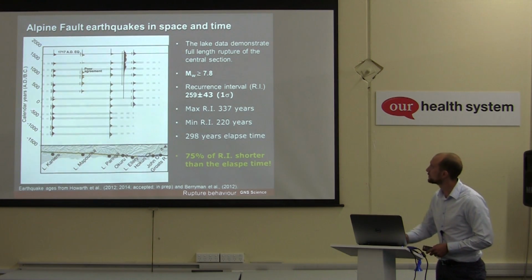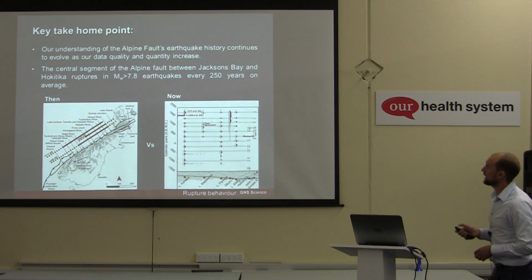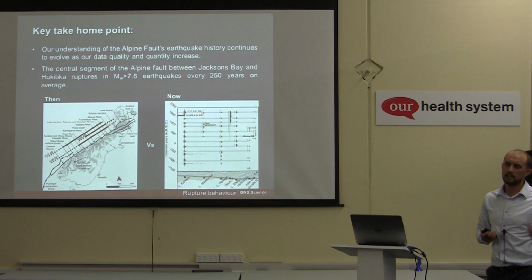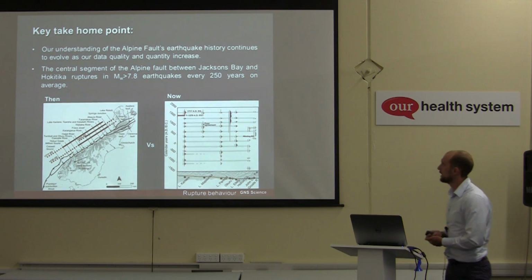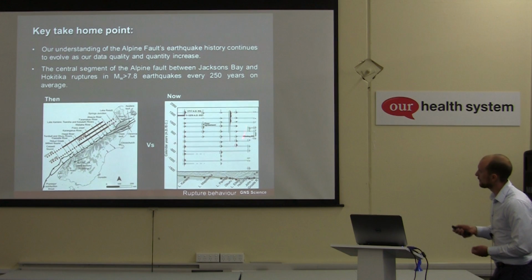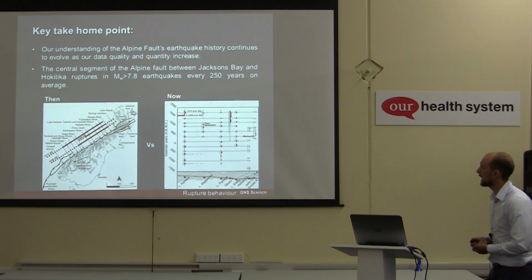So the take-home messages: our understanding of the Alpine Fault earthquake history is continually evolving as our data quantity and quality increase. And 15 years of effort went into this map of the rupture extent for the last 3 earthquakes, and we now have a much longer record of the rupture extent, which once again places increased confidence in our hazard estimates.